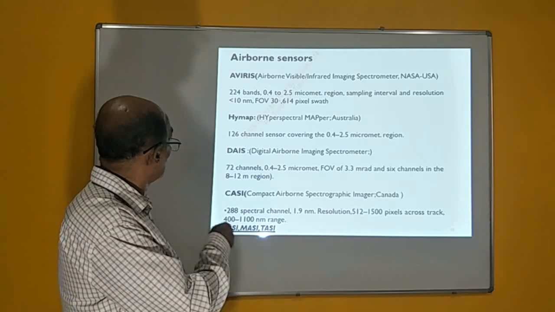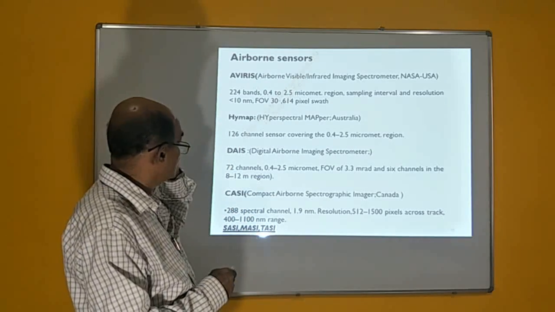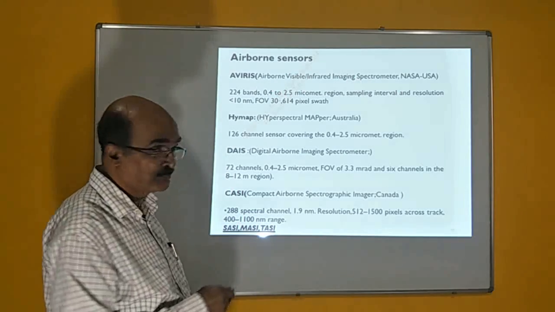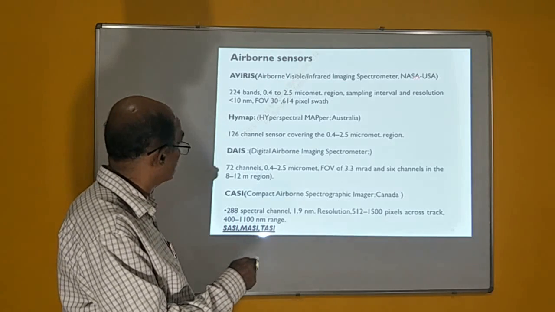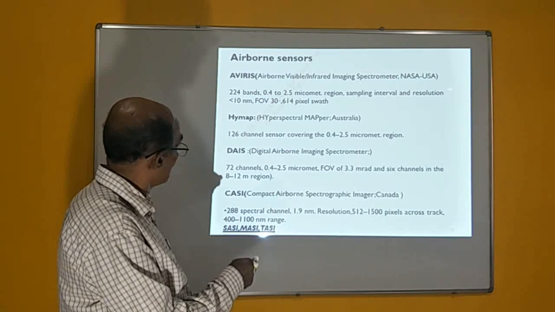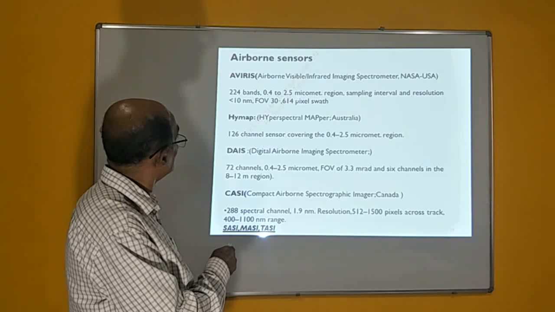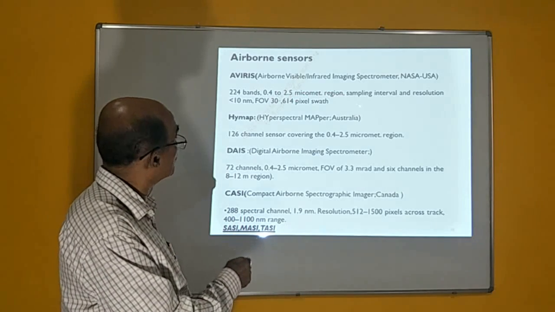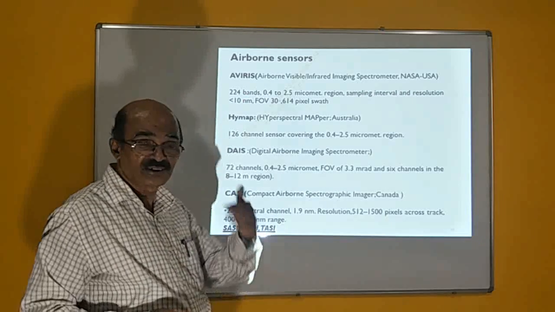So we have a few more examples of airborne sensors, and I said in the beginning, most hyperspectral remote sensing is being practiced with airborne platforms, that is aircraft. AVIRIS, airborne visible infrared imaging spectrometer, NASA of USA, carried out this experiment with 224 bands, see, 0.4 to 2.5 micrometer or 400 to 2500 nanometer region, and the sampling interval and resolution, see, less than 10 nanometer.